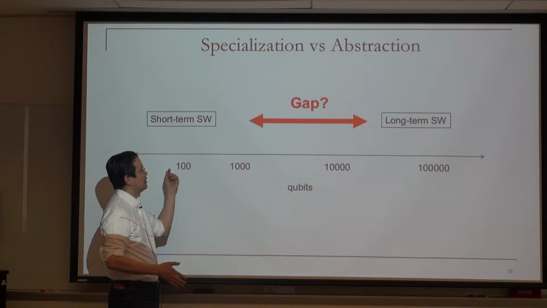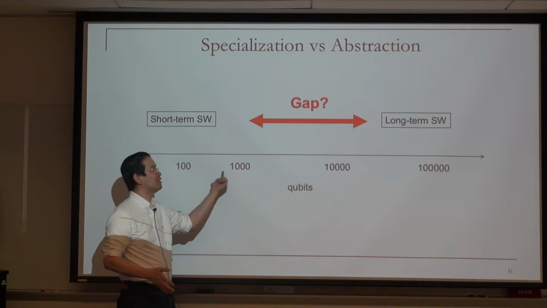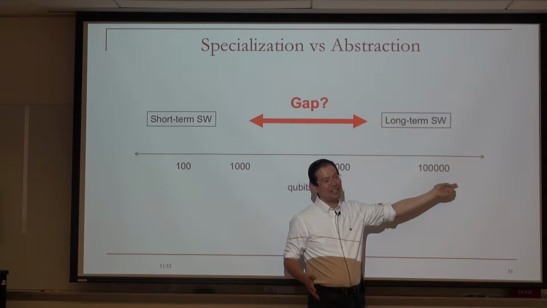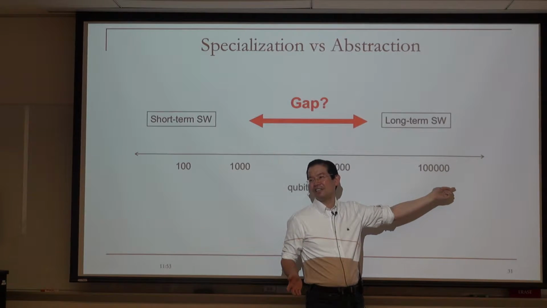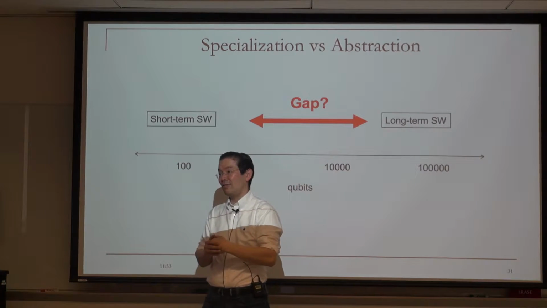So the question is, this also happened in classical machines, and eventually classical machines got over here, right? And bits were free, instructions were free, essentially, right? And we didn't worry about those things anymore.